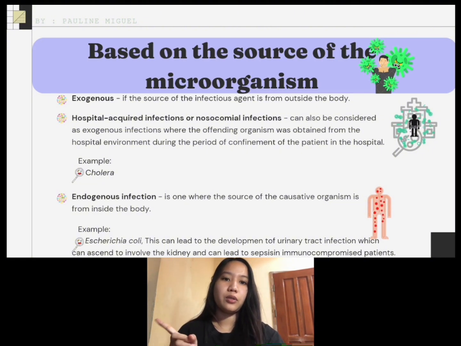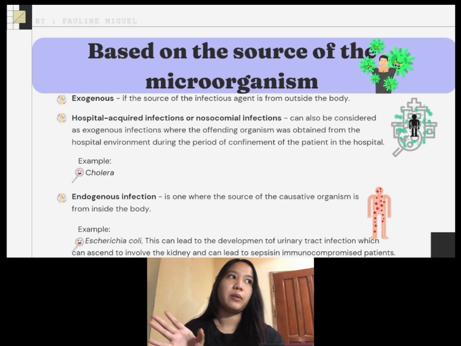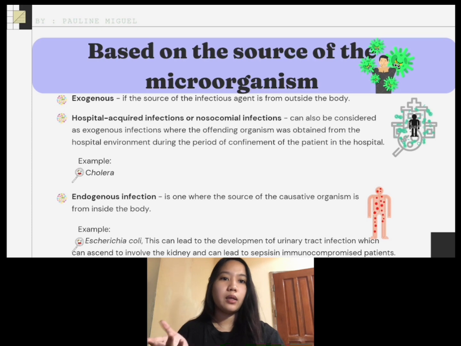At saka, once na-confine tayo sa isang hospital, tapos sa hospital na yun, may isang bagay na hindi na-disinfect, tapos may virus or organism ng colds. Tapos once na may contact tayo dun or nahawakan, maaari nating makuha yon. And that is classified as the exogenous.